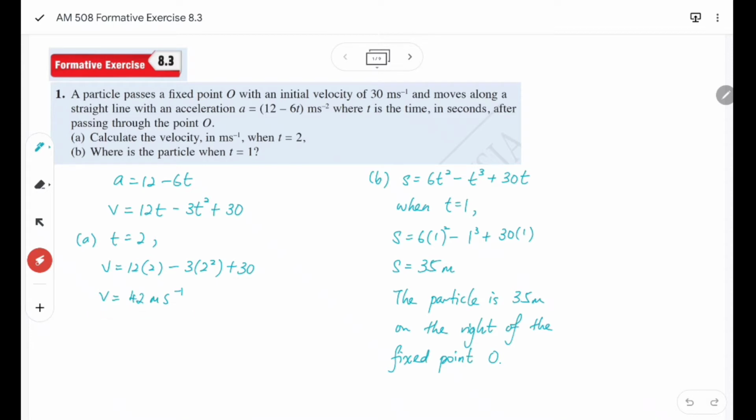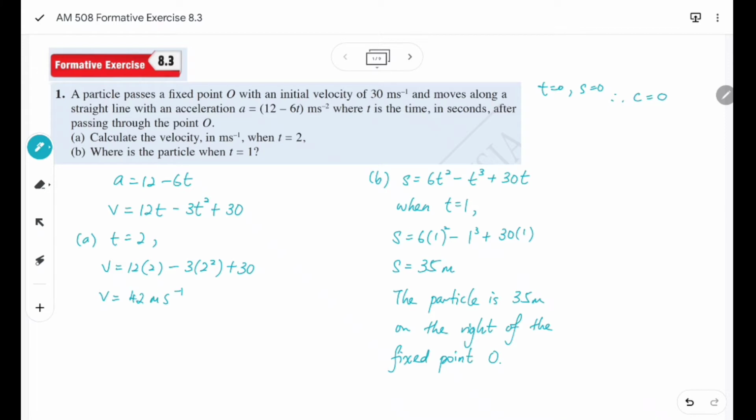B. Where is the particle when t equals 1? When we ask where, we need to tell the position of the particle. First, we get the displacement of the particle. So we do integration from the function of velocity with respect to time. We get 6t squared minus t cubed plus 30t. And then you will see the c will be equal to 0 because when t equals 0, the displacement is on the fixed point O.